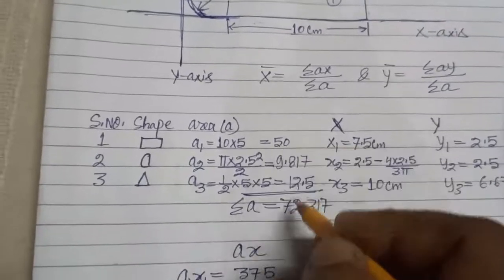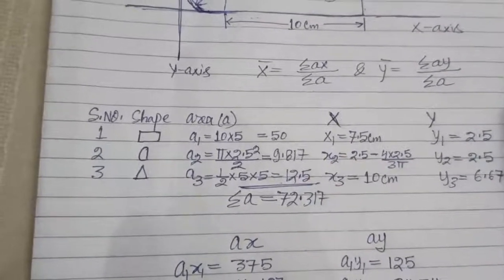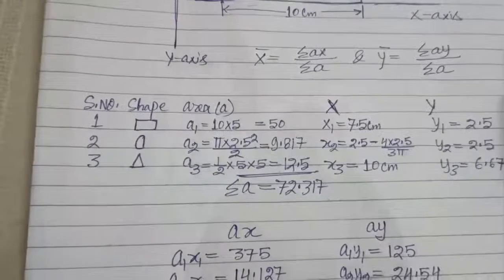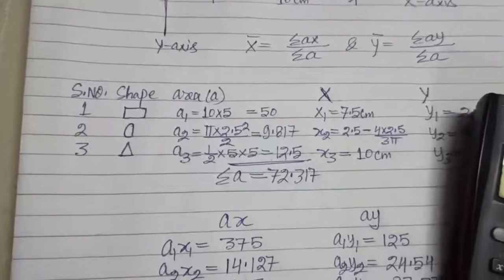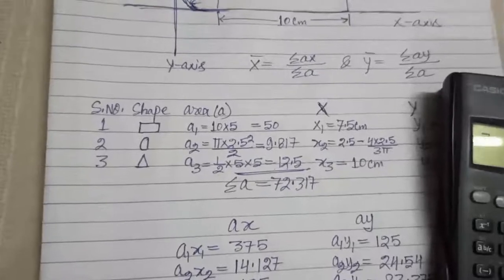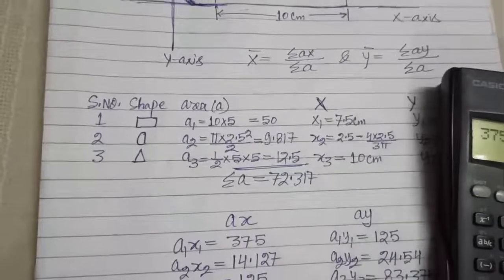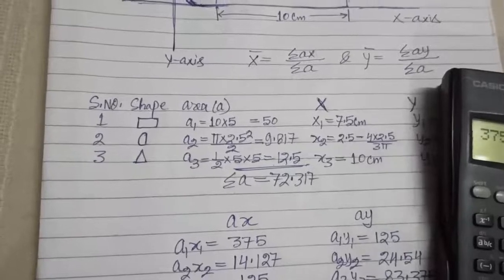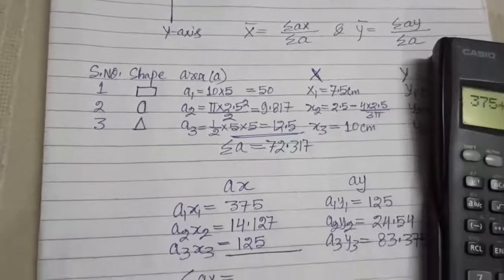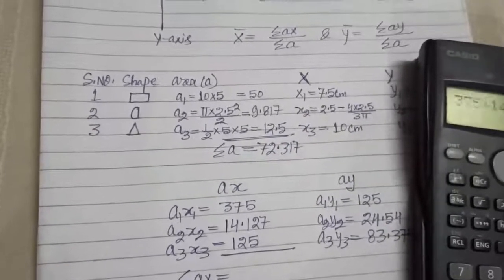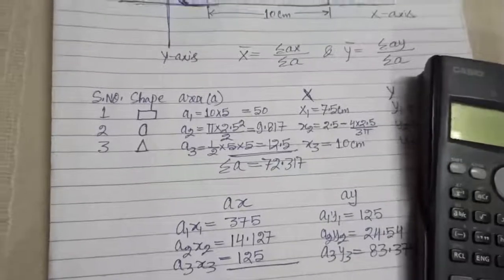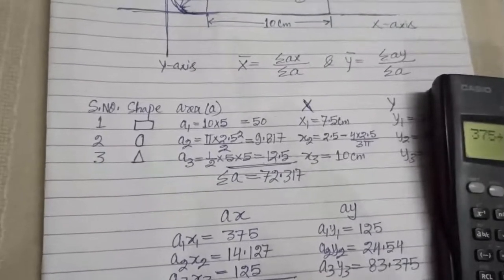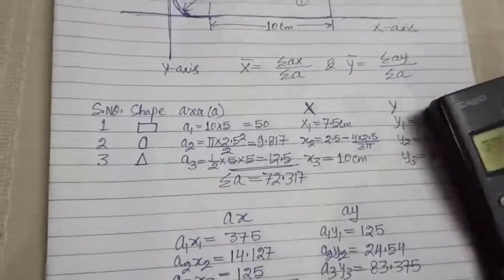72.317 is the addition of this. Now summation AX is equal to 375 plus 14.127 plus 125. This is equal to 514.127.